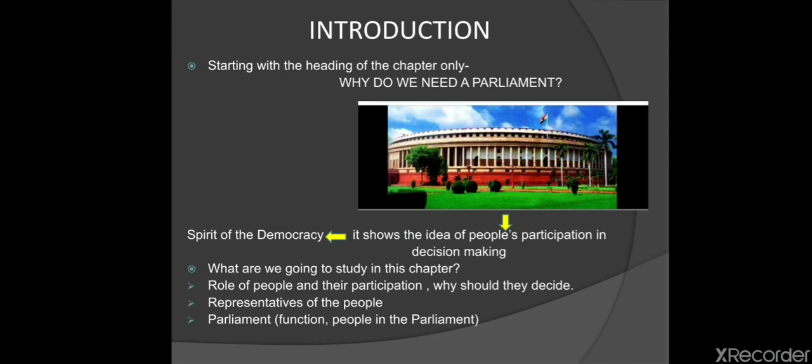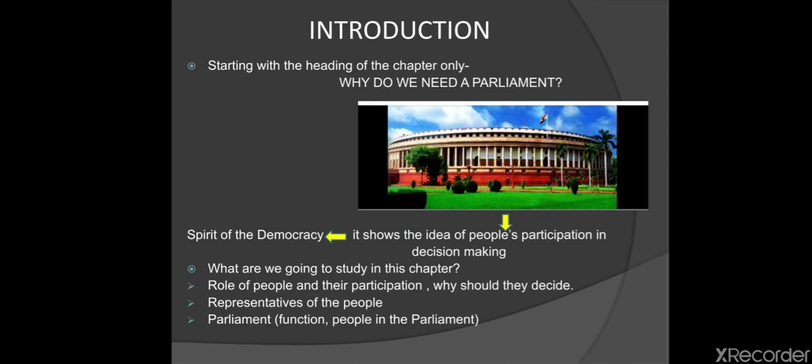So, the members of the parliament are the representatives who are elected by us, the common people. Okay, so through elections, we are sending our representatives to the parliament who become the members of the parliament. We will study this in detail in the next slides. So it shows the idea of people's participation in decision making.